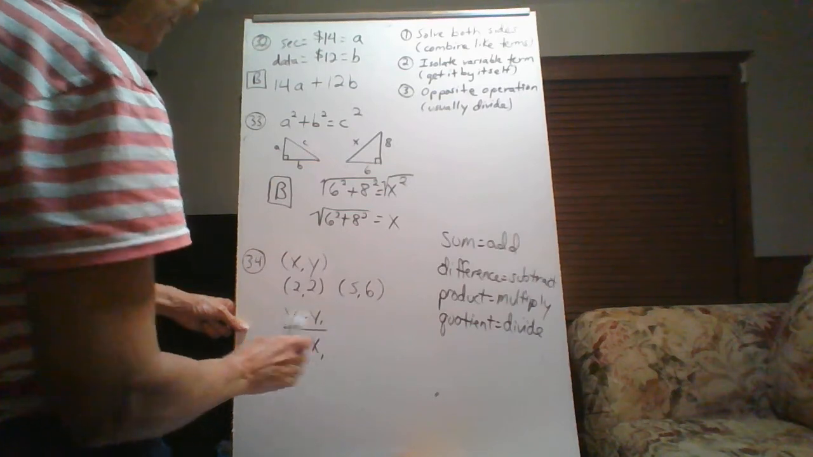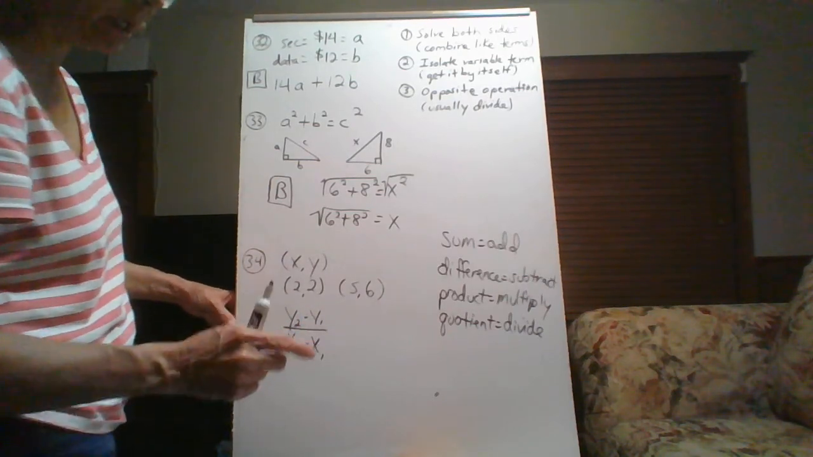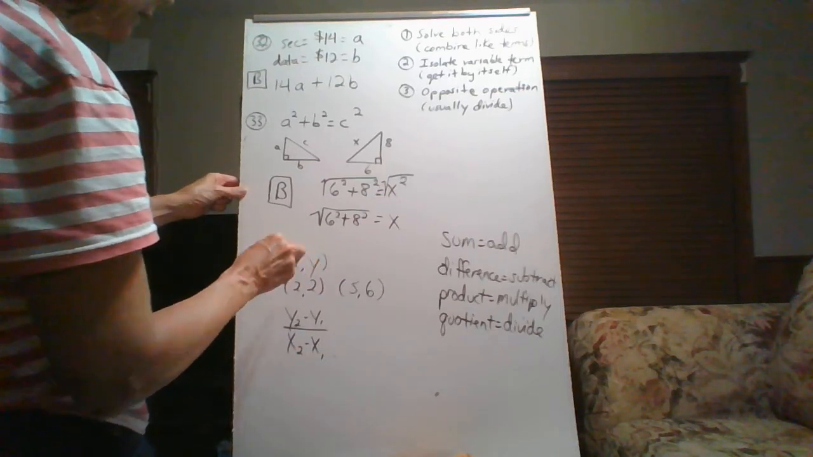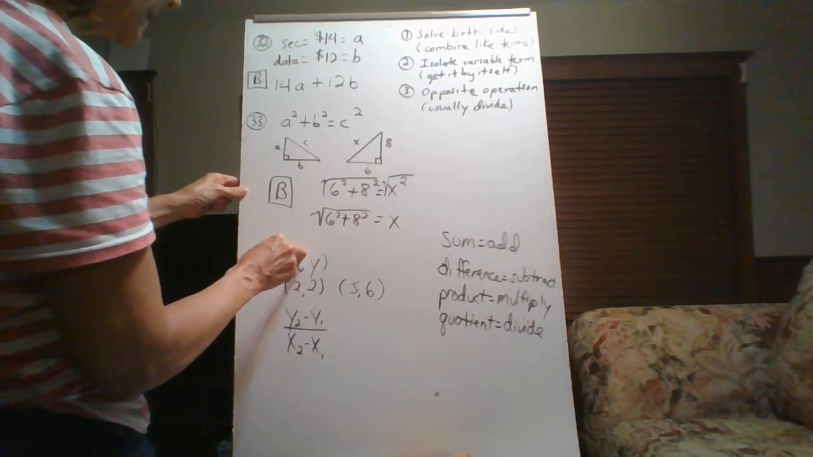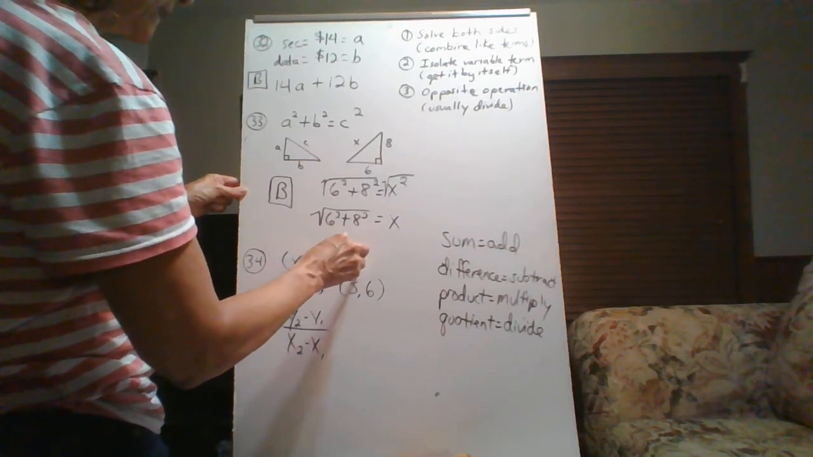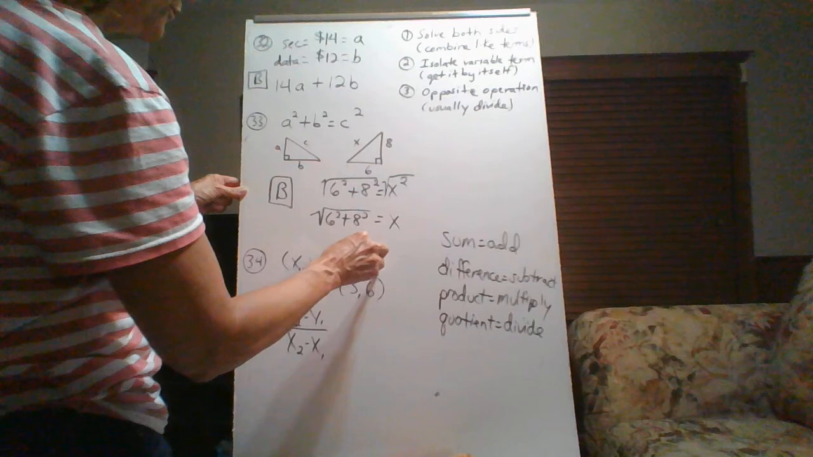Now, it does not matter which point I call 1 and which one I call 2, and I'll illustrate that for you in a second. But let's just label them here to make it really clear. I'm going to call this my first point, x1 and y1, and this point x2 and y2, simply because it's point number 2.